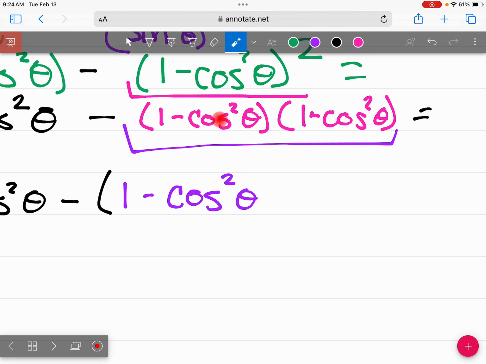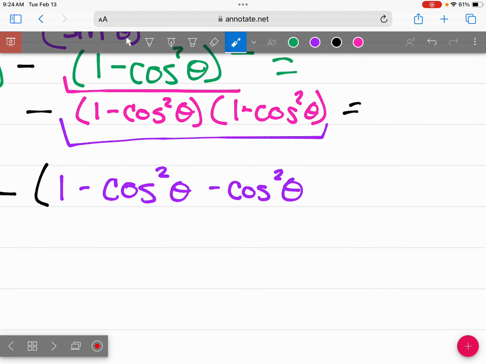My goodness gracious, somebody's group text is blowing up because their phone is buzzing every half a second. It's generally coming, I believe, from the right side of the room. But somebody's group text is blowing up.